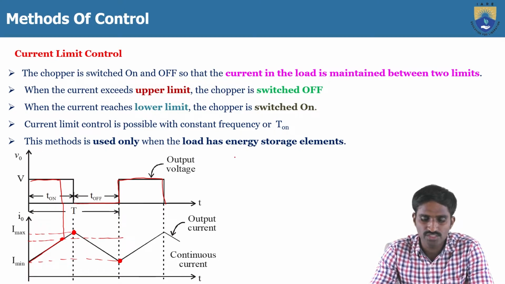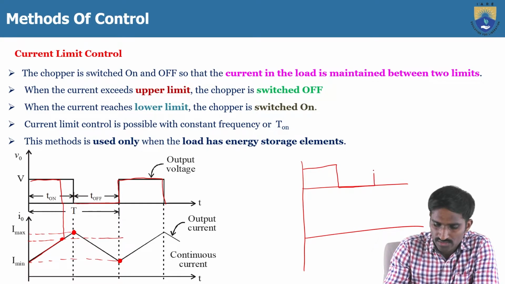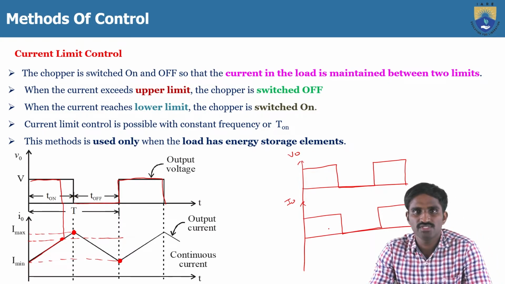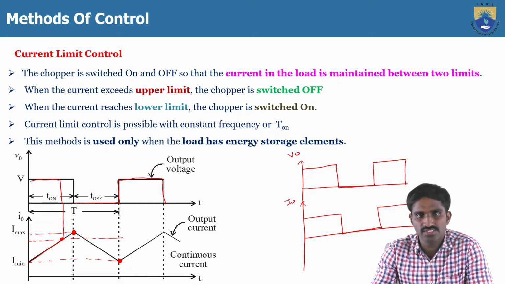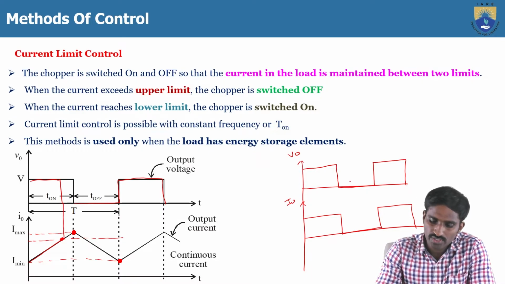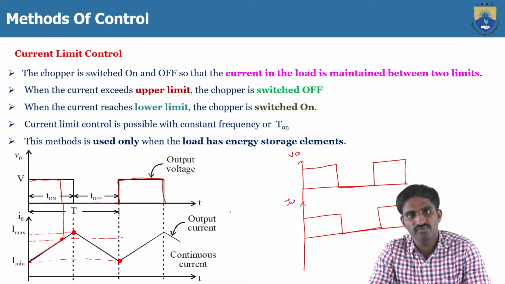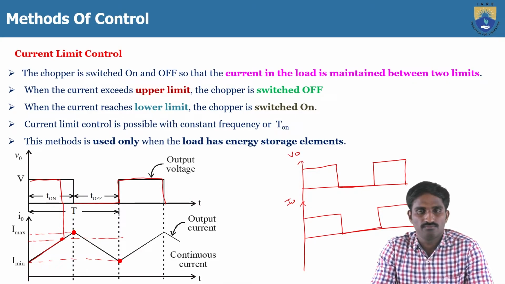If there is no energy storage element in the load, then let me show you how the load current looks. Let me consider this is the load voltage V0, and the I0 will also be the same, something like this, right? So in this case, what is the maximum and what is the minimum value? The minimum is 0, so that's why only this method is used when the load has the energy storage element. During the off time the energy storage element will cause a small amount of load current to flow, so the load current will not become 0. It will vary between the minimum and the maximum limits. So this is about the current limit control, right?